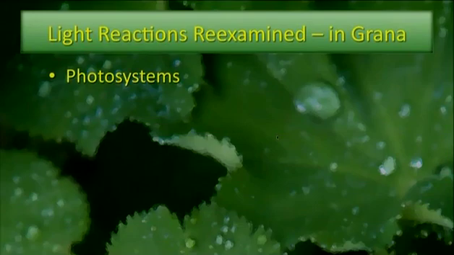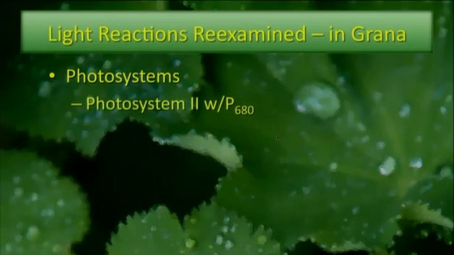So we have these things called photosystems, which we talked about a little bit. There are two photosystems. Photosystems are arrays of photosynthetic units. Photosynthetic units are made up of pigment molecules, about 200 to 400 of them.